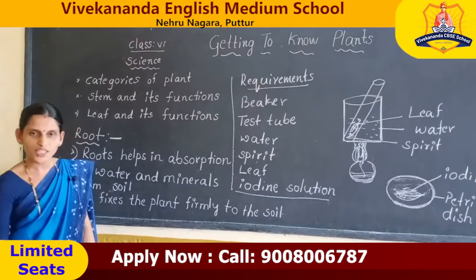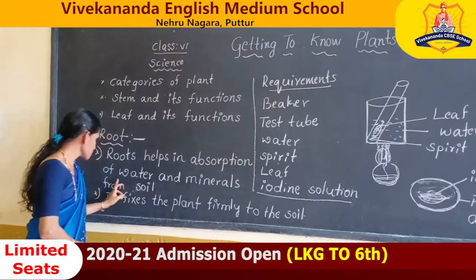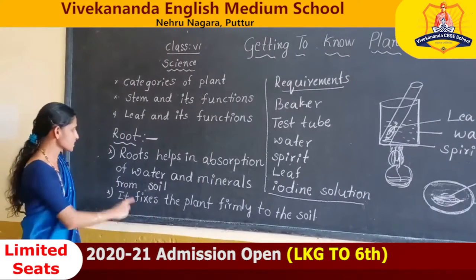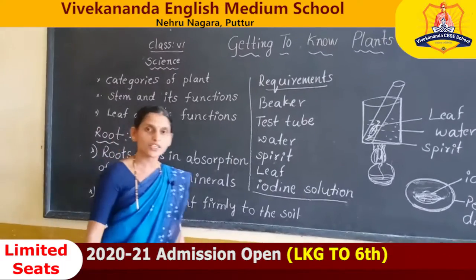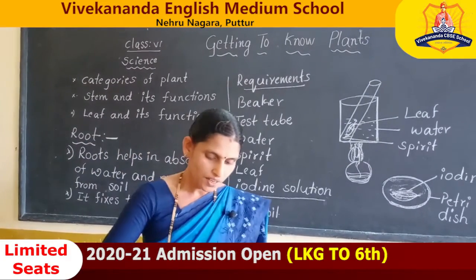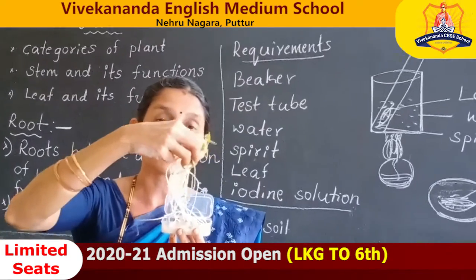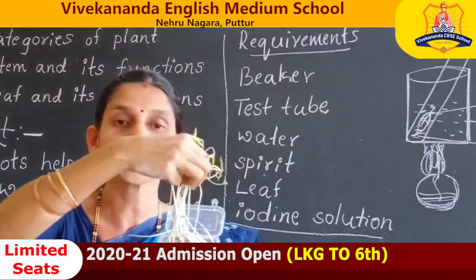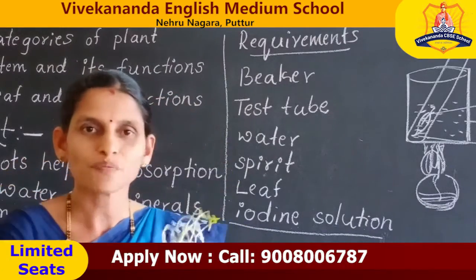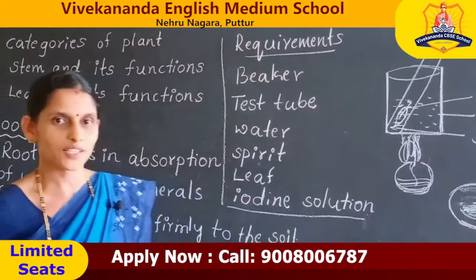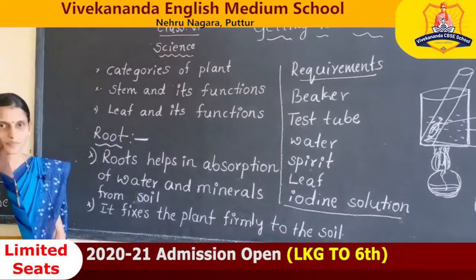Children, now you have understood the functions of root. First, roots help in absorption of water and minerals from the soil. Next, they fix the plant firmly to the soil. Here I cannot separate the plant from the cotton. When I try to pull the plants from the cotton, they cannot come up easily.